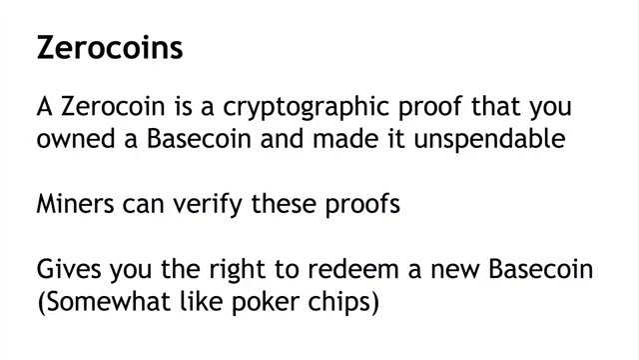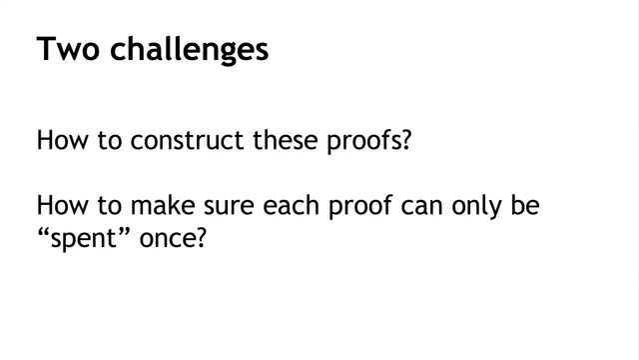And the analogy is a little bit like poker chips. So how could that work, and what properties do these proofs need to have in order to enable this? One challenge is how to construct these proofs, and the other trick is how do you make sure that each proof can be used only once to redeem a basecoin, because if you don't have that property, then it's going to lead to double spending. So let's see how to do that.